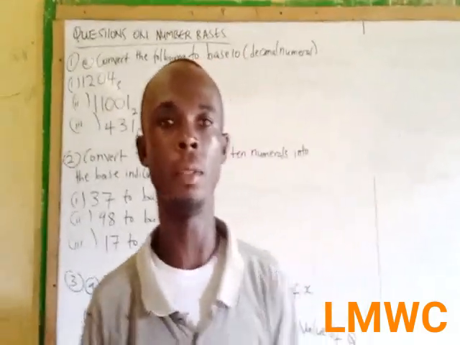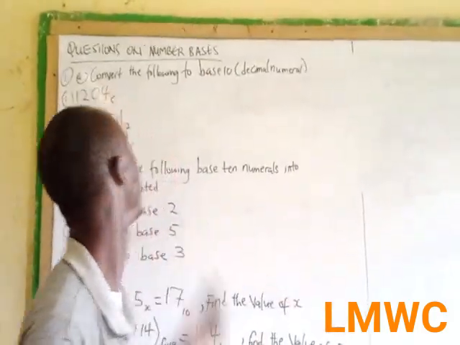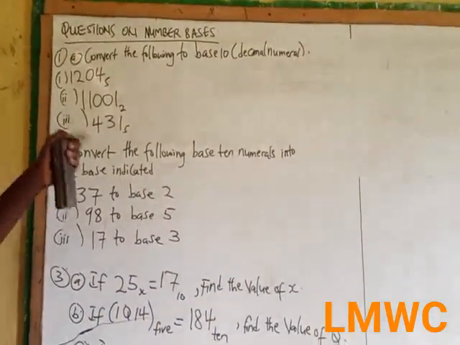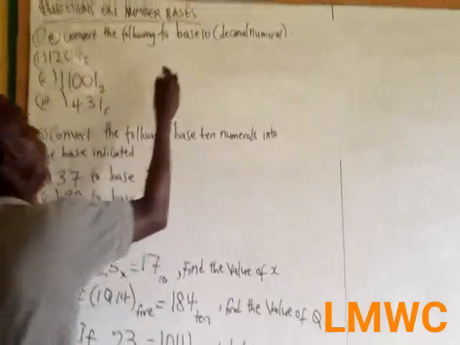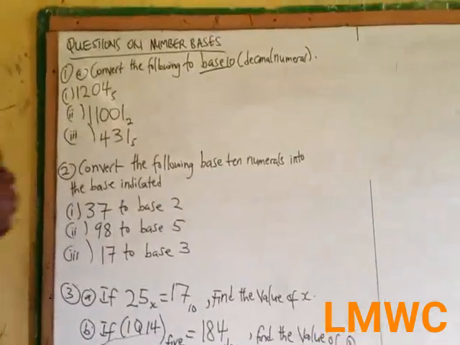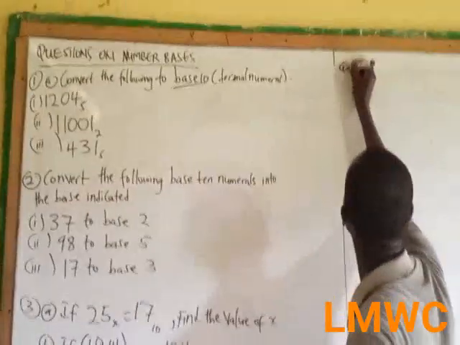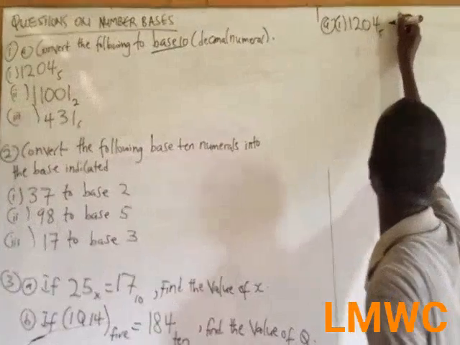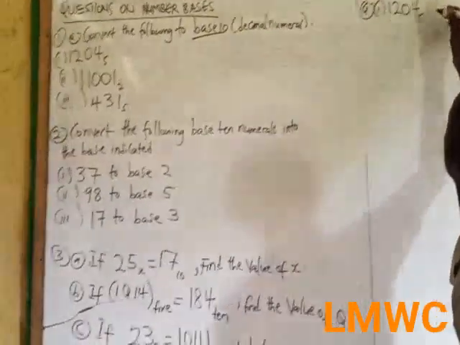Good afternoon. This afternoon, I'm having questions on number bases. 1A, convert the following to base 10. Another name for base 10 is decimal numeral. You are given (i) 1204 base 5, convert to base 10, or decimal numeral.